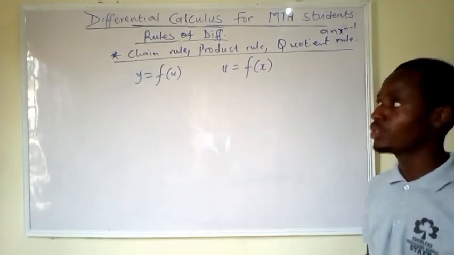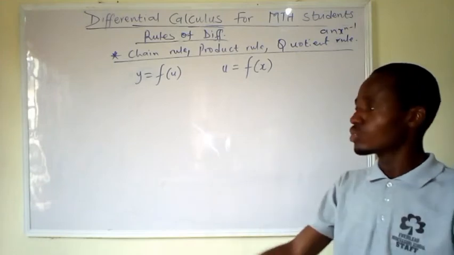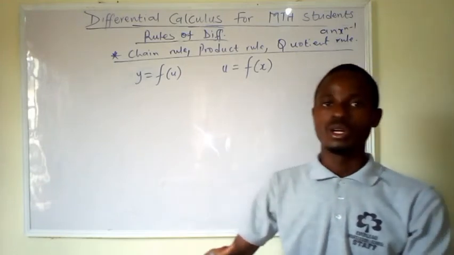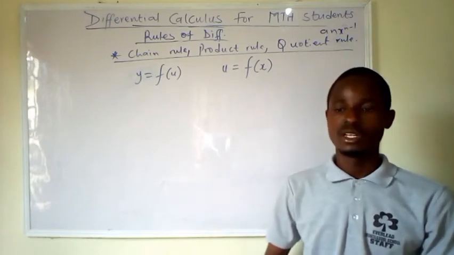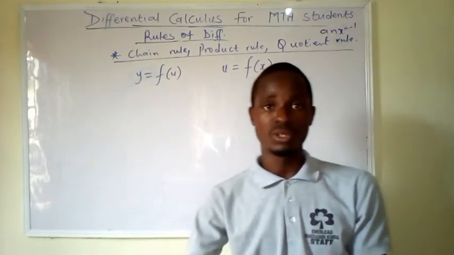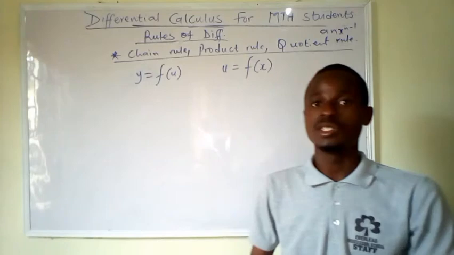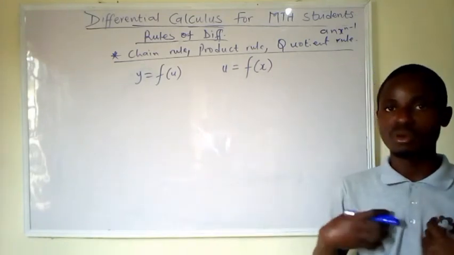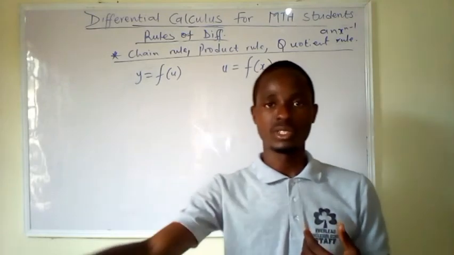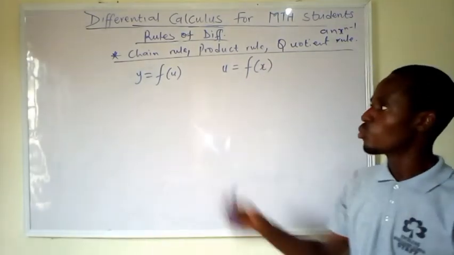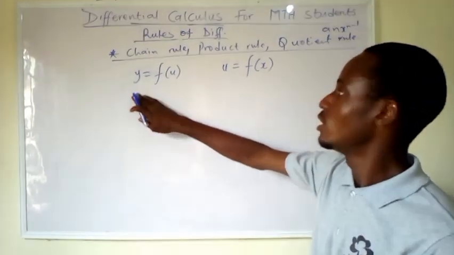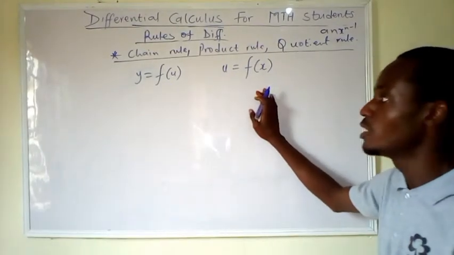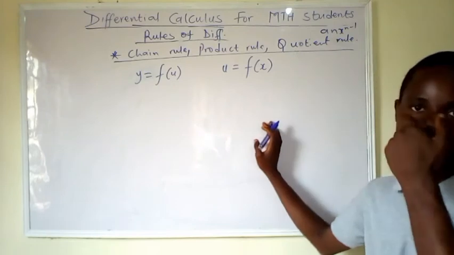In layman's language, I am the boss of someone, so he is under me. Then he also has somebody who he is the boss to. So indirectly, I am the boss of the person under him. So y is the boss of u, and u is the boss of x. So indirectly, y is the boss of x.